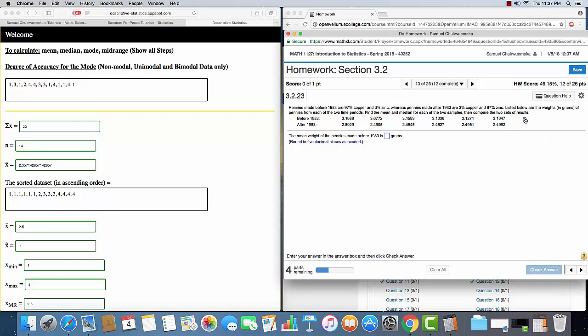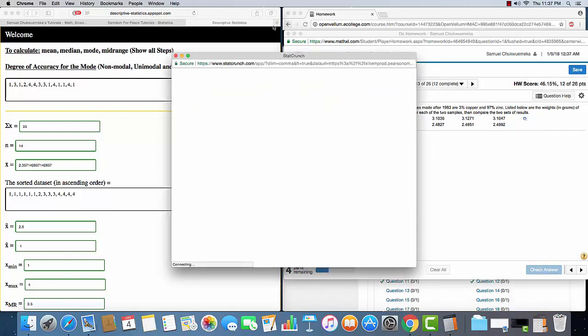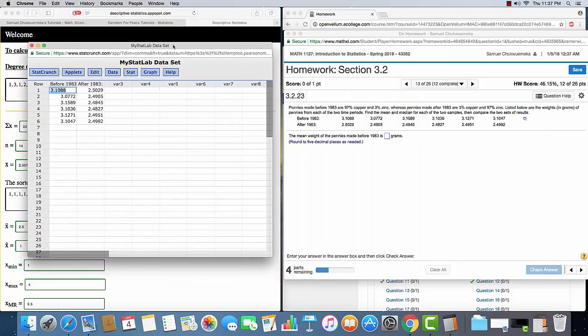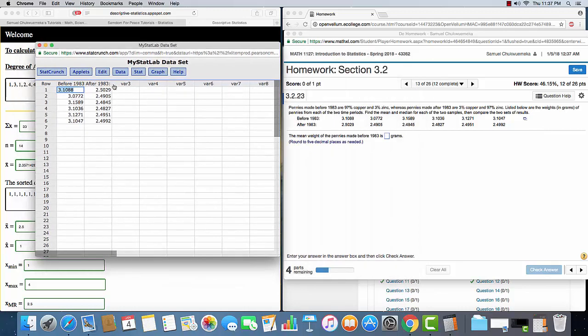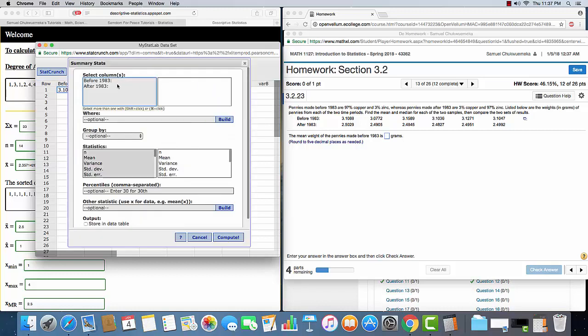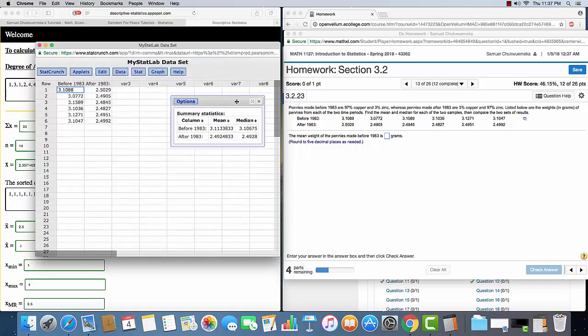I'm gonna use StatCrunch also in this case. Open StatCrunch. Summary stats, columns. Select these two, and then mean and median. Okay. Compute.